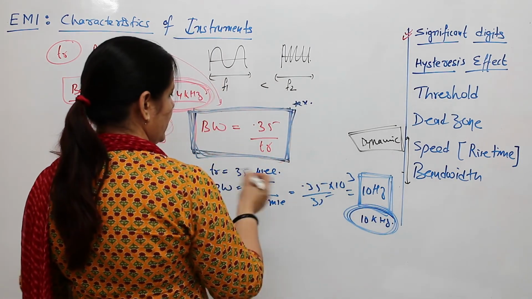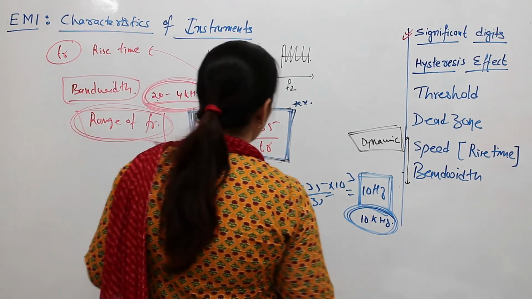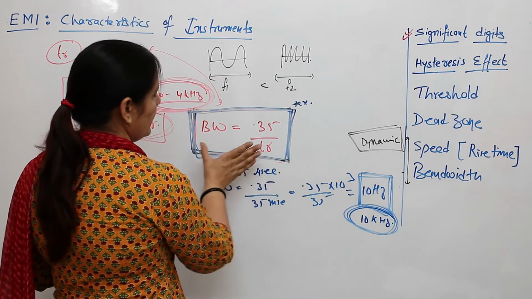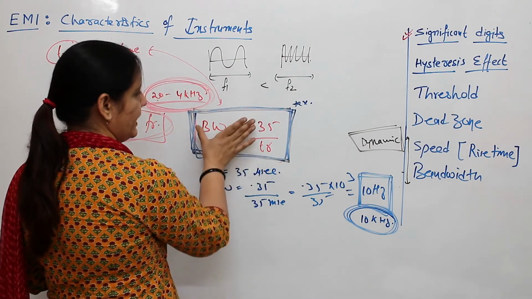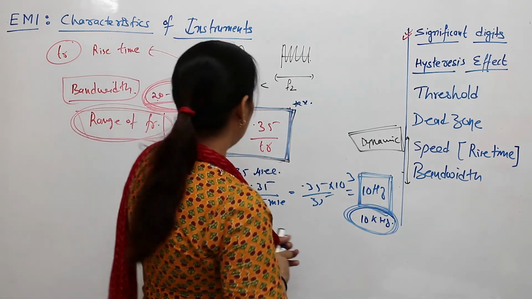So there will be a vice versa problem. Bandwidth will be given, and they can ask what is the tentative rise time. So this is a very popular and very simple formula that can be used to calculate the tentative relationship between the bandwidth and the rise time.